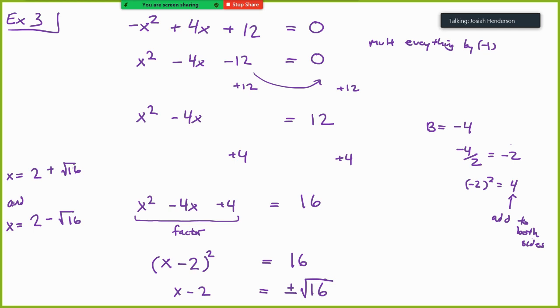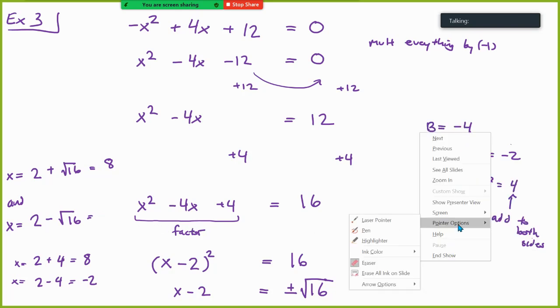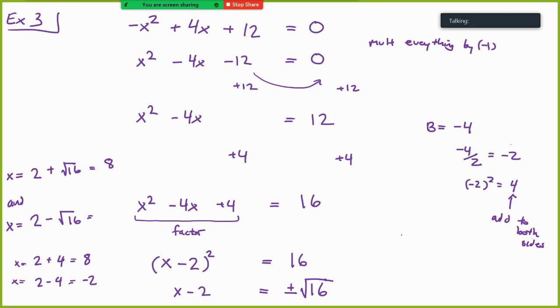Square root of 16 is 4. Maybe some of you caught that. So if I were to simplify those to 4, 2 plus 4, 2 minus 4, that's 8 and negative 2. So our solutions here were 8 and negative 2. Okay, so solutions on the left in the box.